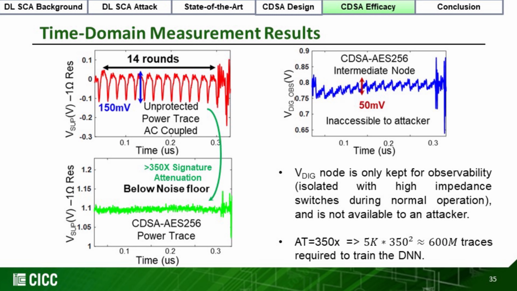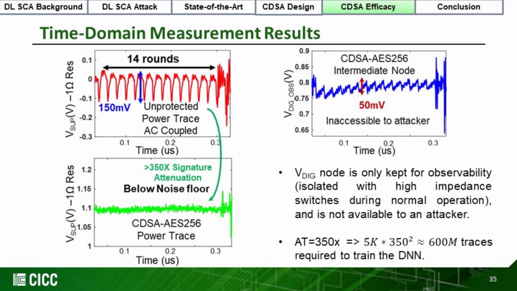Time domain measurement results clearly show the 14 rounds of encryption for the unprotected AES trace in red, while it remains below the noise floor at the supply node for the CDSA-AES, showing an attenuation of greater than 350x. The figure on the right shows the Vditch node where we can still observe the 14 rounds, but it is an intermediate node of the circuit and hence is inaccessible to an attacker.